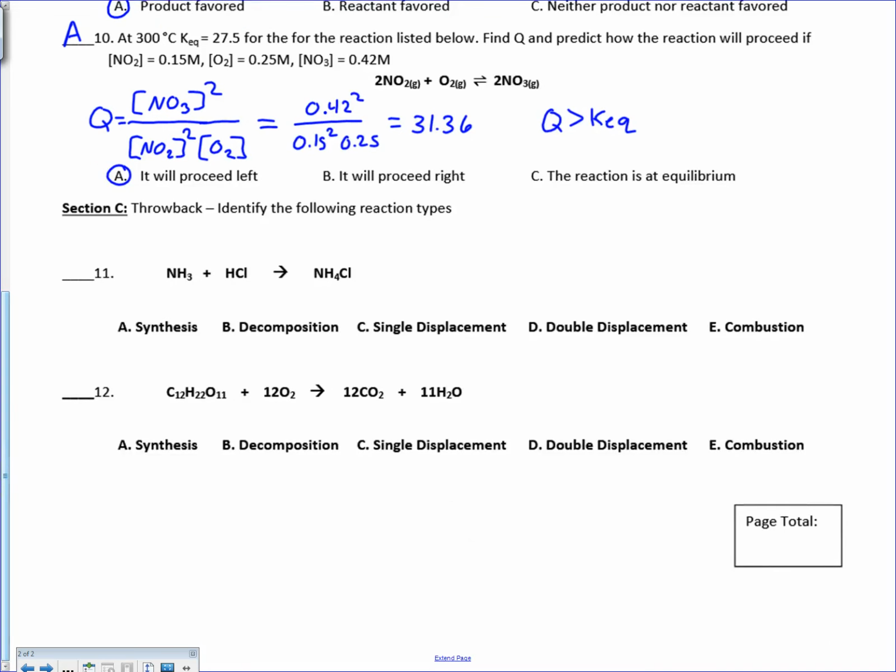For the throwback here, it's good to just go through the throwback worksheet and make sure that you're understanding this. But what we have here is we've got in number 11, there is just one product here. If there's just one product, that indicates that you're talking about a synthesis reaction. So that is A. For the next one here, what we've got is this hydrocarbon and oxygen. It produces carbon dioxide and water. You should identify there that that is a combustion reaction, which is E.